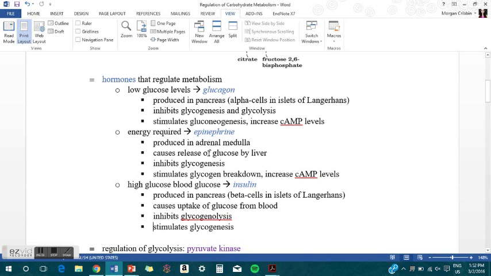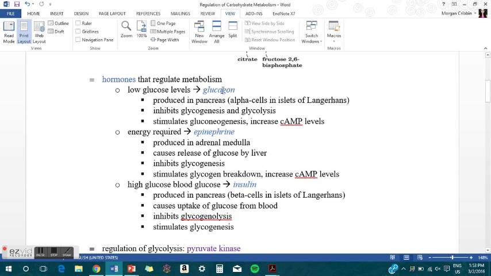So your liver is going to release that. Like we said, the liver is your main store of glucose, and it's going to release it into your bloodstream to send to your other tissues that need that glucose to break it down for energy. So in the opposite vein, when you have high blood glucose levels, your body's going to produce insulin. So this is also produced in the pancreas, just like glucagon is, but it's produced actually in the beta cells in the islets of Langerhans.